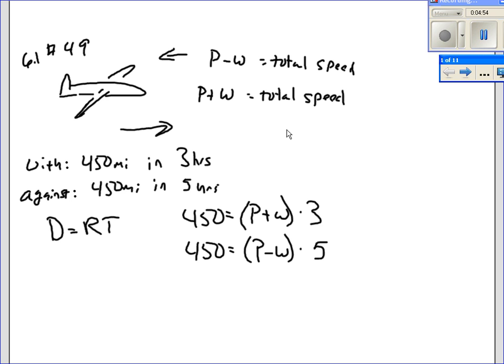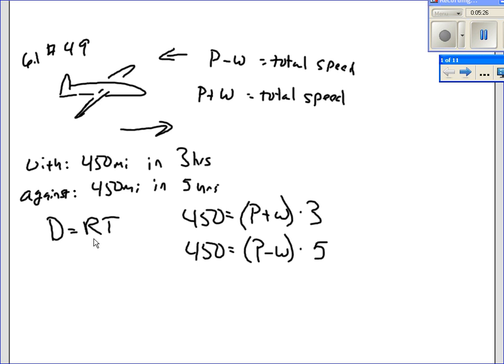It's a plane flying into the wind. So when a plane's flying with the wind, the total speed of the plane is the speed of the airplane plus the speed of the wind. When an airplane's flying against the wind, it slows it down, and p subtract the speed of the wind is the total speed of the plane at that point. So flying with the wind, the plane was able to cover 450 miles in 3 hours. Flying against the wind, the plane was able to fly that 450 miles in a total of 5 hours.